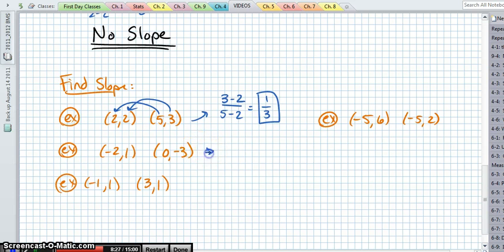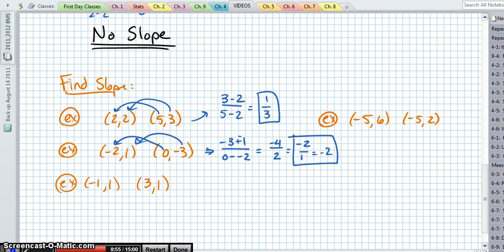Let's calculate the slope here. I'll do -3 minus 1 over 0 minus -2. Be extremely careful with your minus signs and your negative signs. You can write it as plus negative if you'd like, if that will help you to do the math. You will get -4 over 2. This does simplify to -2 over 1 or just -2. Either answer would be acceptable to me, as long as you recognize that you do have a vertical change of -2 and a horizontal change of 1.